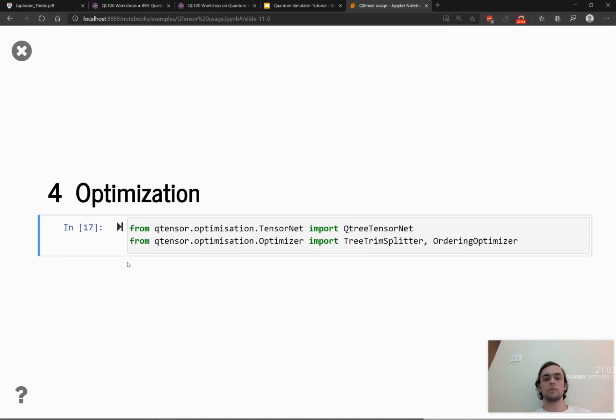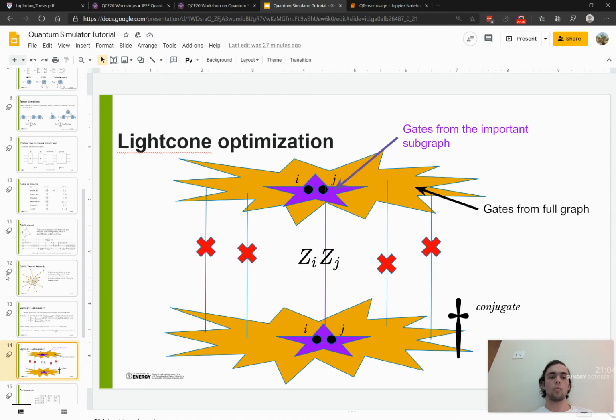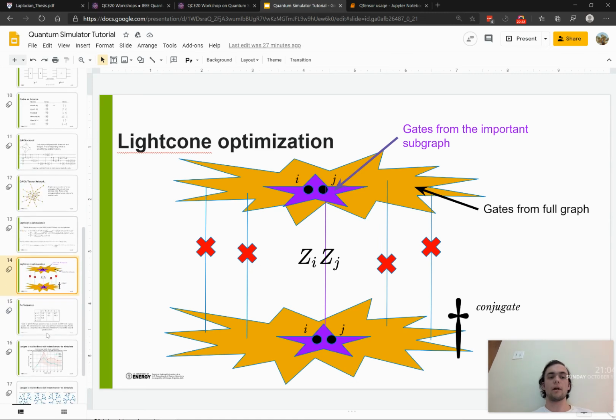And let's go to the optimization part. So optimization is finding the perfect order that allows you to have good performance. And let me pause a little bit here and just show what numbers we have for optimization. What is the behavior of this optimization?